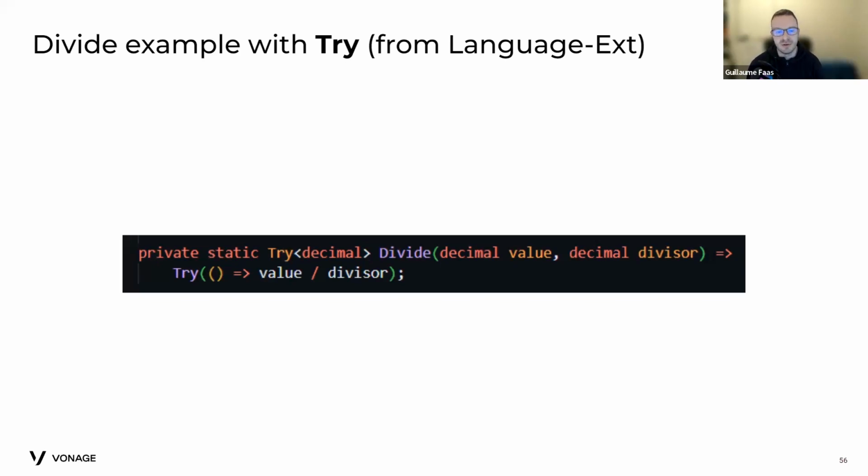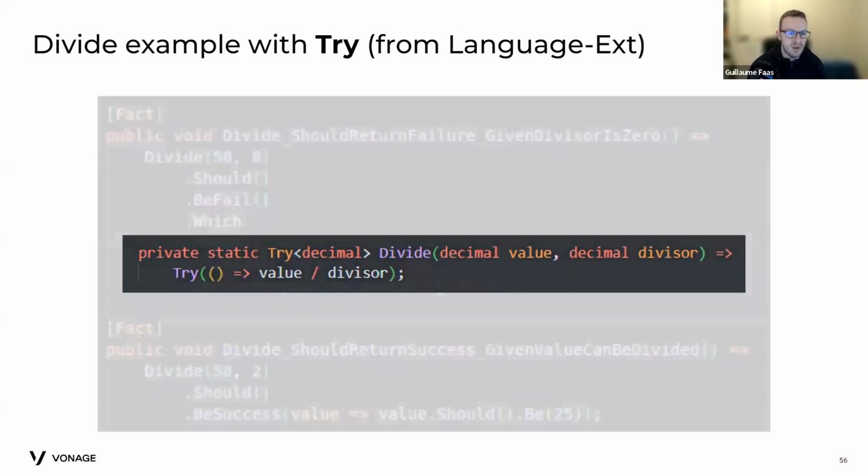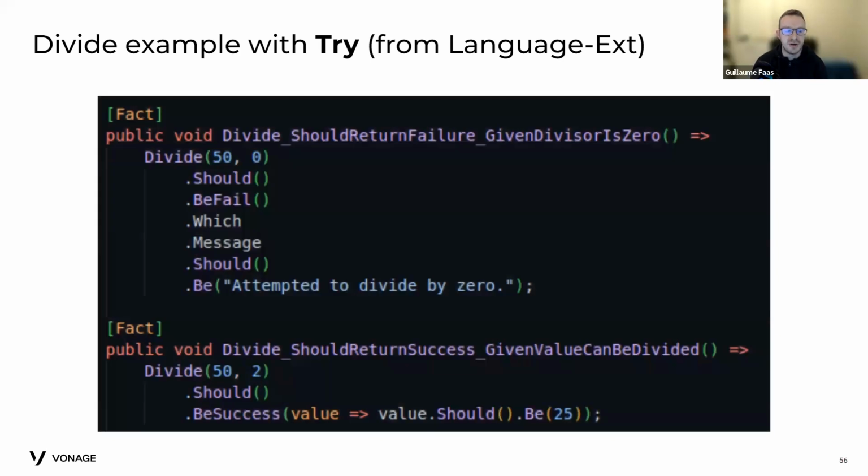Yeah, that looks pretty good. So what we're going to have here is basically if I call divide 50 by 0, it should be a failure because failure is an exception. It will throw an exception, right? And we can evaluate the message, the type, or anything. And 50 divided by 2 should be a success, where the value is 25.